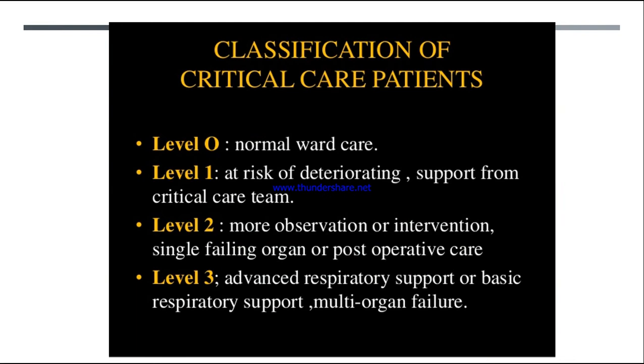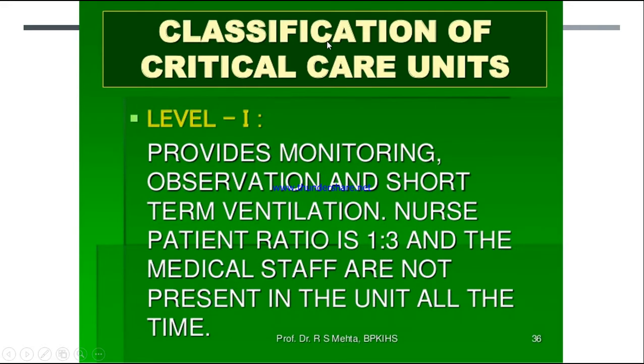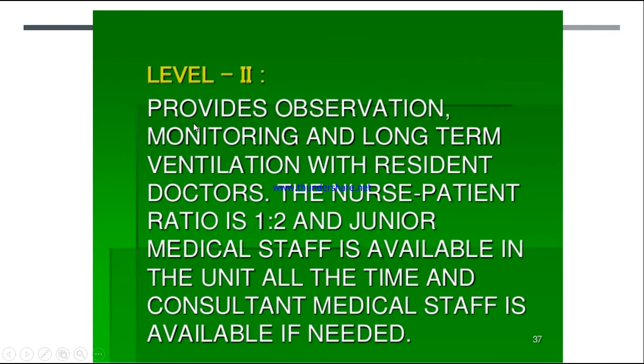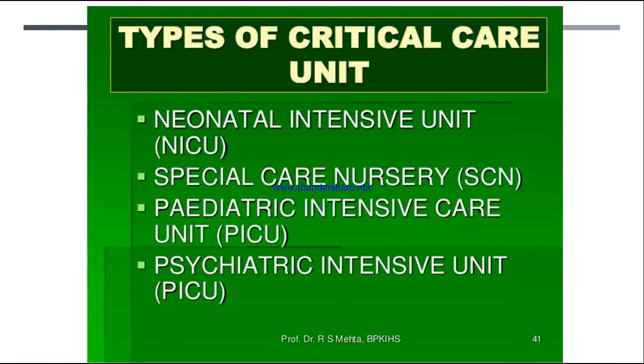There are two classifications. One is the classification of critical care patients, where we classify the patient based on their needs. There are 4 levels: 0, 1, 2, and 3. Whereas in the classification of critical care units, there are 3 levels: level 1, level 2, and level 3. Now coming to the types of critical care, you must be aware of this.